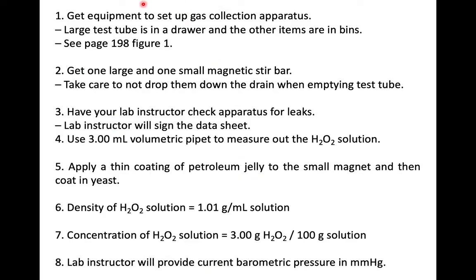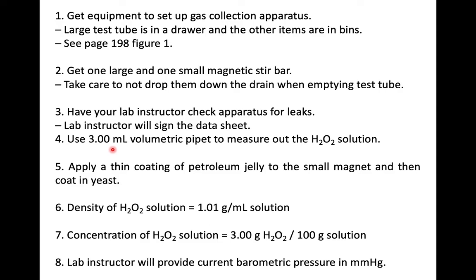So here's some more tips. Get equipment to set up the gas collection apparatus. The large test tube should be in your drawer, and other items should be available in bins. See page 198, figure 1, for how to do the setup. Get one large and one small magnetic stir bar. Take care not to drop them down the drain when emptying the test tube at the end. Have your instructor check the apparatus for leaks. The lab instructor will sign the data sheet to verify that they've checked it for leaks.